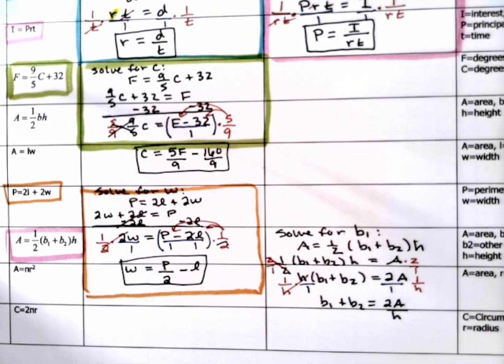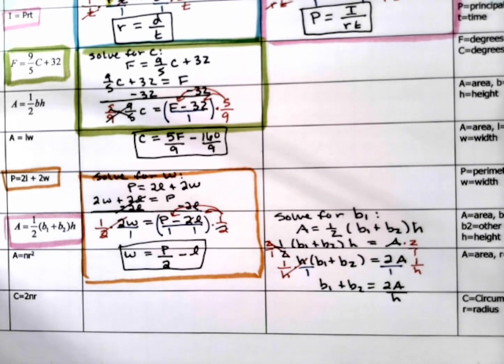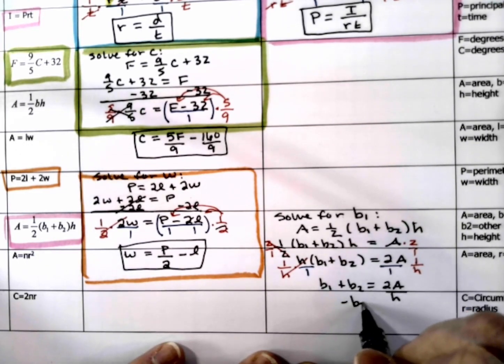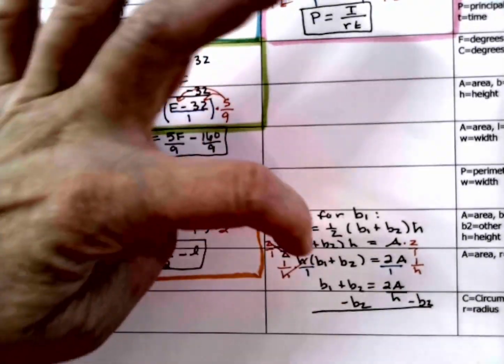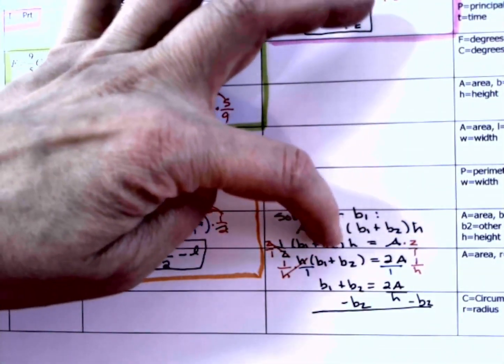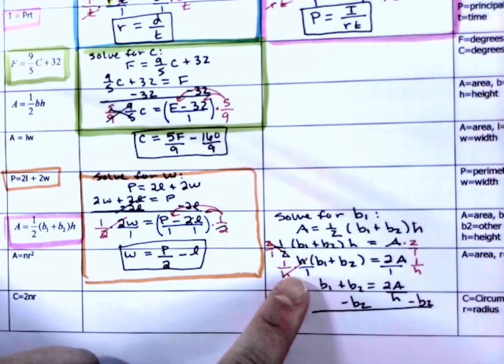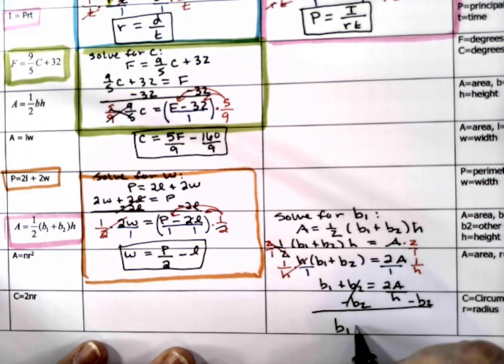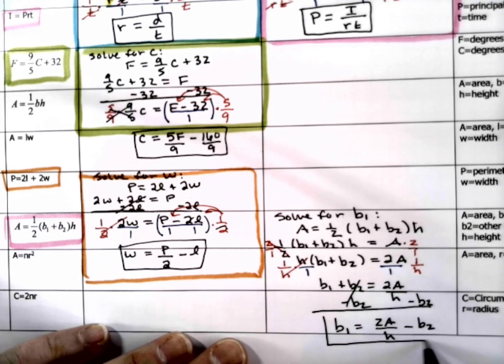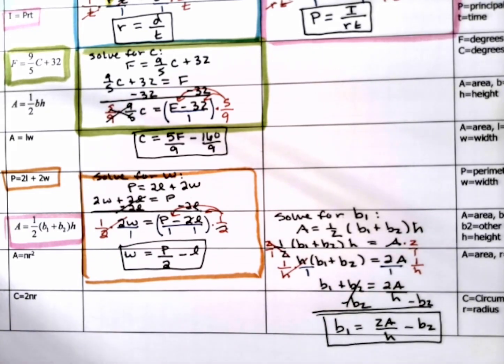So the last thing you need to do to get the B sub 1 alone is to subtract the B sub 2 out. And we could not have done it before because the B sub 2 was trapped in the parentheses right here. And you couldn't get it out until you had removed the H and the 1/2. So B sub 1 equals 2A over H minus B sub 2. And that is your last formula.